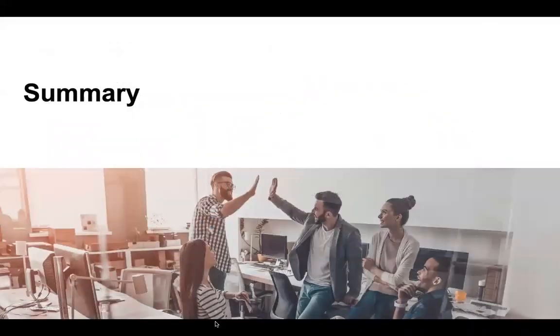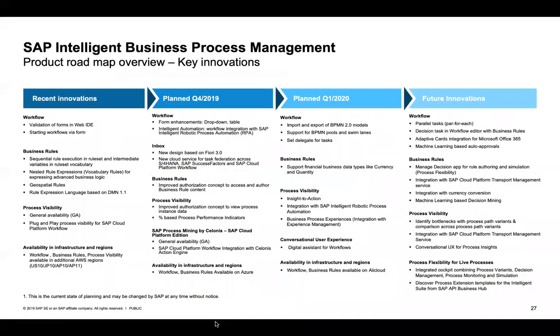So as a summary, coming to the end of my presentation: SAP Intelligent Business Process Management has started now. The services are available, like business rules, process visibility, and the workflow service. We are working on further enhancements there. We have also recently delivered an integration with intelligent robotic process automation, so that you are able to orchestrate an end-to-end process and include digital bots wherever necessary.